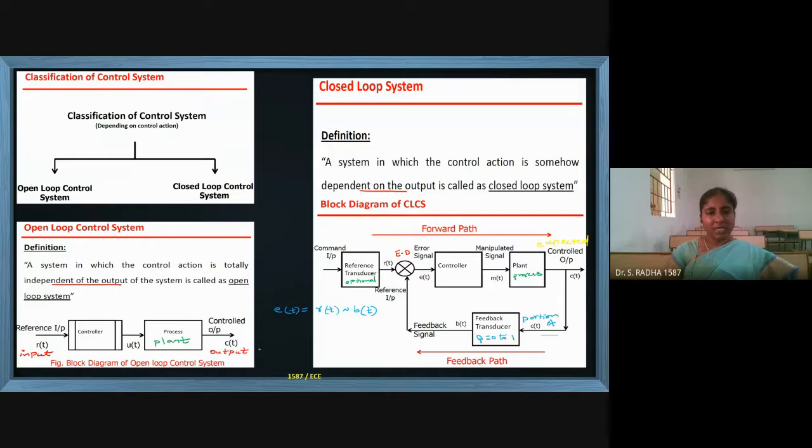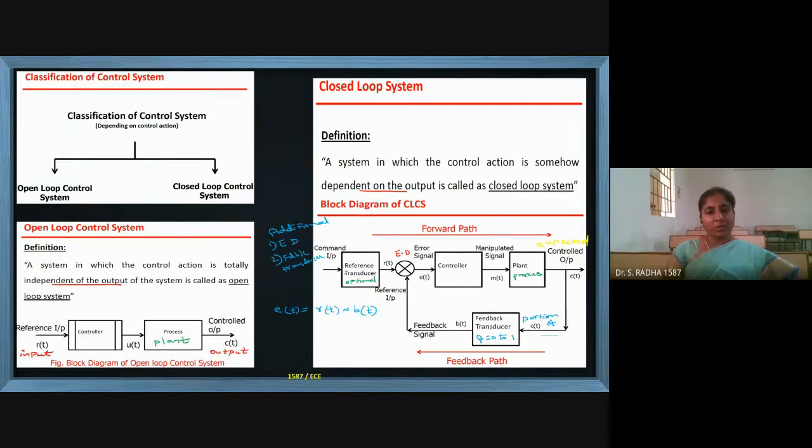In closed loop system, what are the additional things we are having? One is error detector, second one is feedback transducer. These are the two additional things we are having in closed loop. This reference transducer is optional. So only two additional components in closed loop compared to open loop. Same open loop as it is. Additionally, we are putting only two blocks.